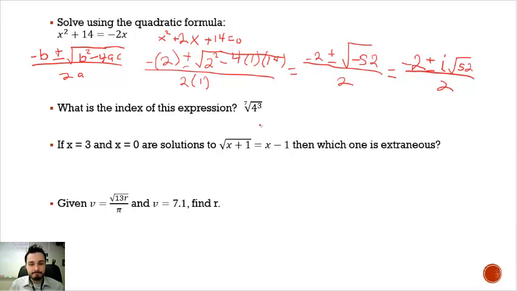The next one, what is the index of this expression? It's the 7. The index is the tiny little number there, part of the root. So the index is 7.